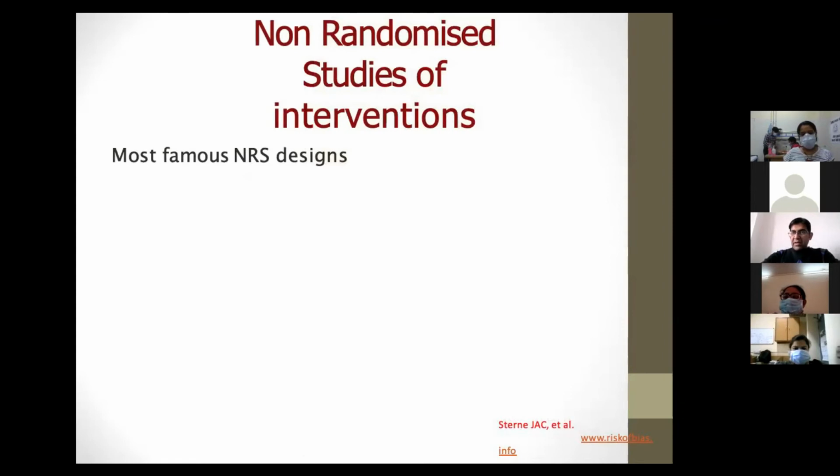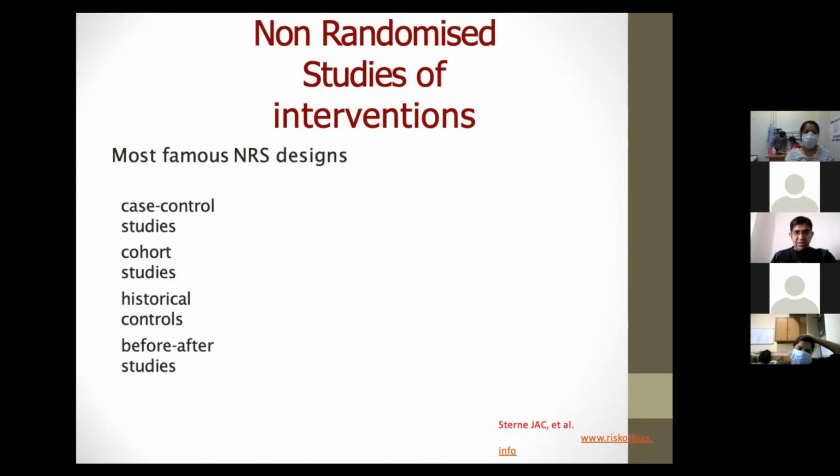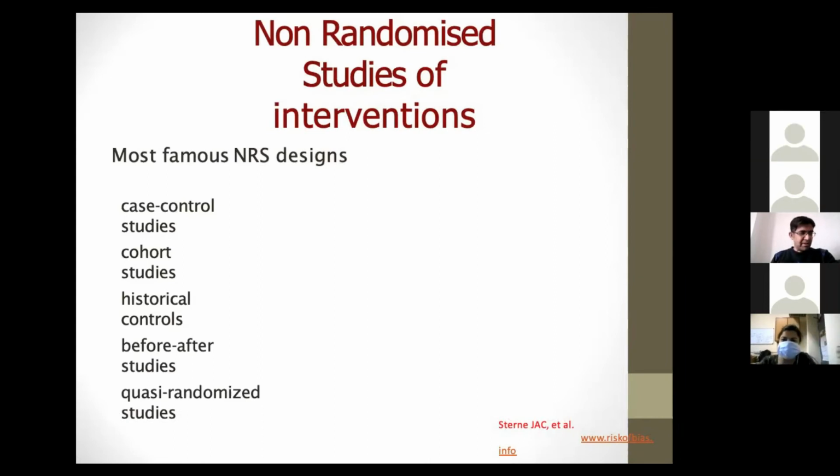So these were the biases related to randomized control trials, or the randomized design of studies. Then there are some non-randomized studies for intervention. Sometimes you have before and after studies, quasi-randomized studies, case control studies and cohort studies, from where you try to find out the results of the interventions.